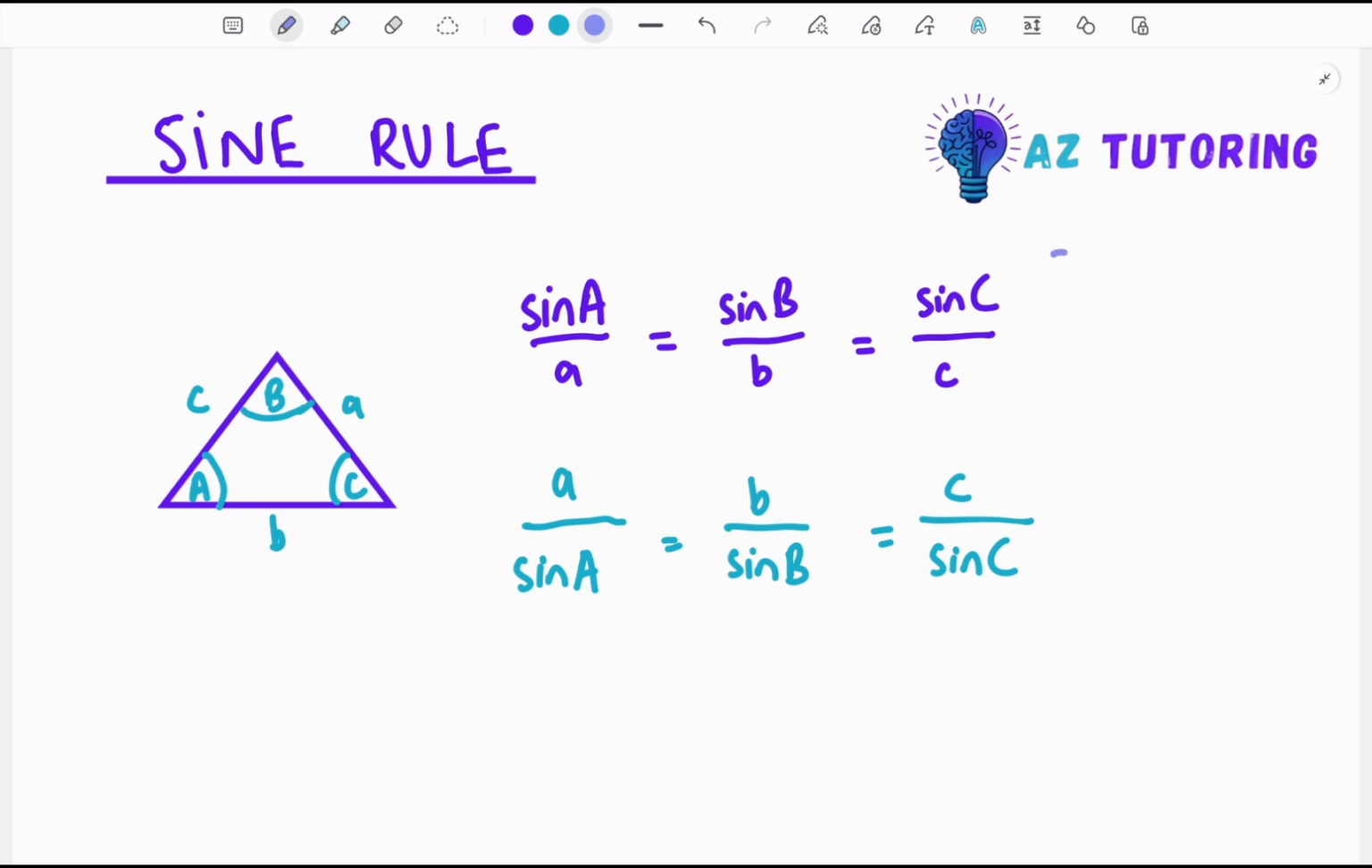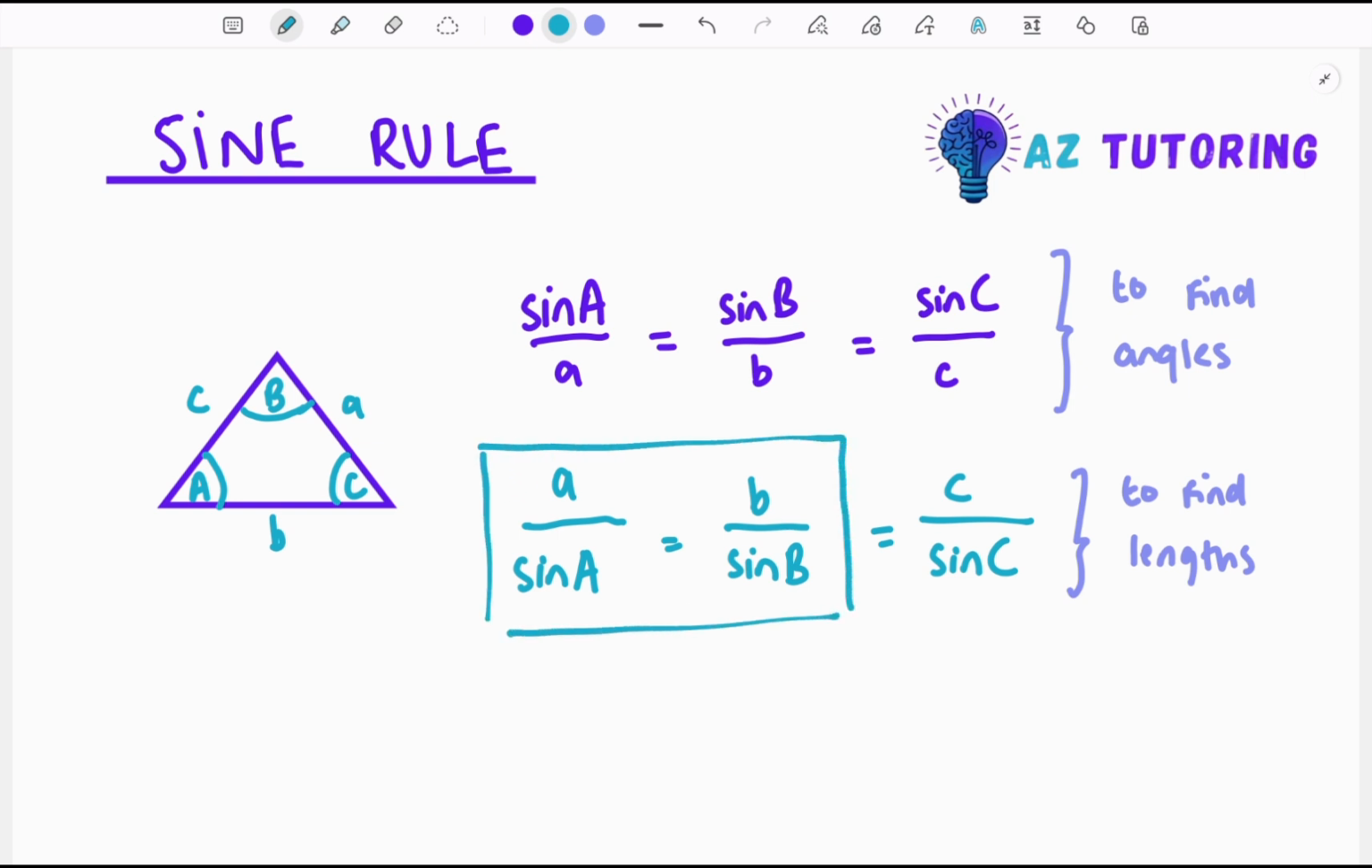So why do we have two ways? With this top one, we use this to find angles. So we're essentially keeping the angles in the numerator rather than the denominator. And with the bottom version of the sine rule, we use this version to find lengths. And most of the time, you don't use a full formula when working out angles. Sometimes you might just use part of it, so say just two of them. But essentially what the sine rule is saying is that sine of the angle over the length is equal to all the others as well. So all three correspond to each other.